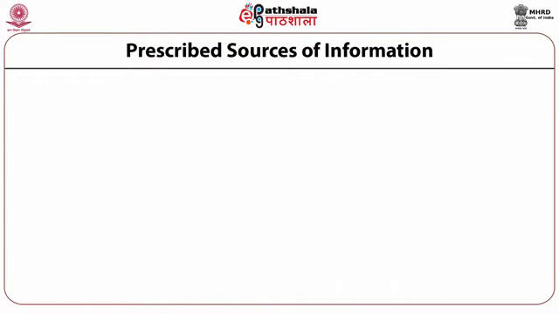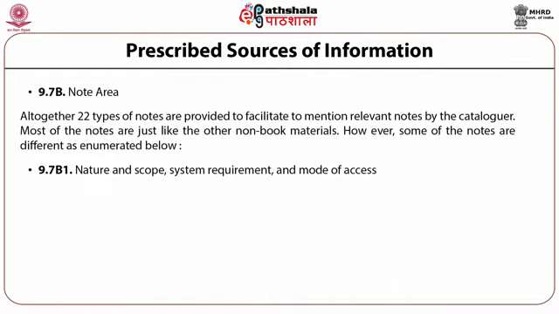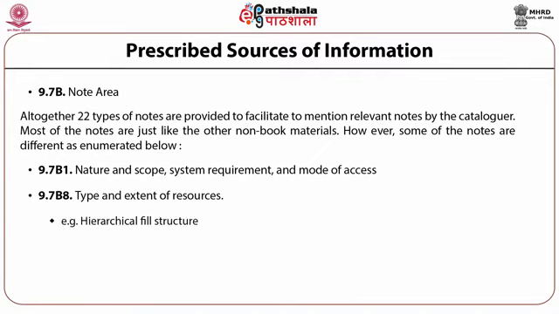Then comes, as usual, the note area. So, in the note area, 9.7B8 is a little bit important. Type and extent of resources. Type and extent means whether it is a hierarchical file structure; if it is given, you write it in the note section. If they have given the file size, you have to give the file size. If it is written that the file size is not known, you can write file size unknown.